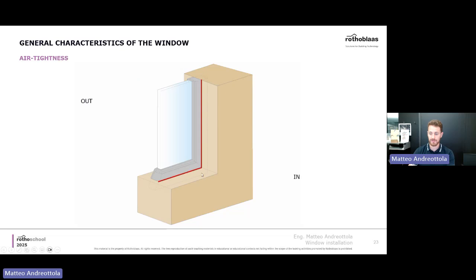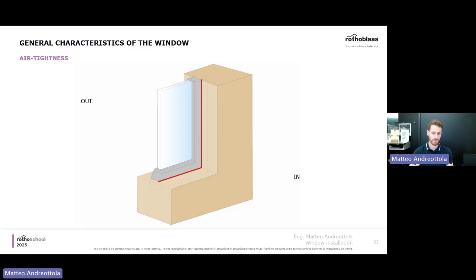Then on the inside, you have a third layer of protection. And I repeat it again, these three layers always need to be there every time you have a gap, a discontinuity. You need to have all of these three layers to protect the gap.